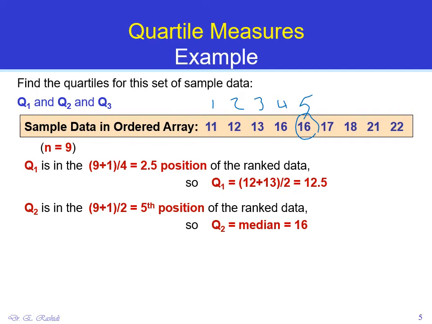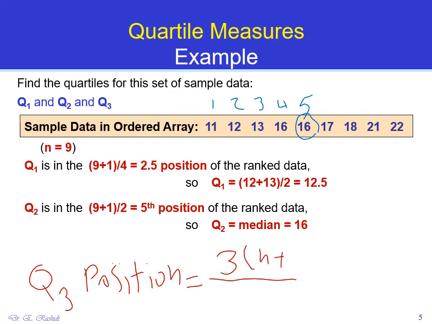All right, now let's find the third quartile. To find the third quartile, the position of the third quartile would be using the formula 3 multiplied by (n plus 1) divided by 4. That would be 3 multiplied by 10 divided by 4.